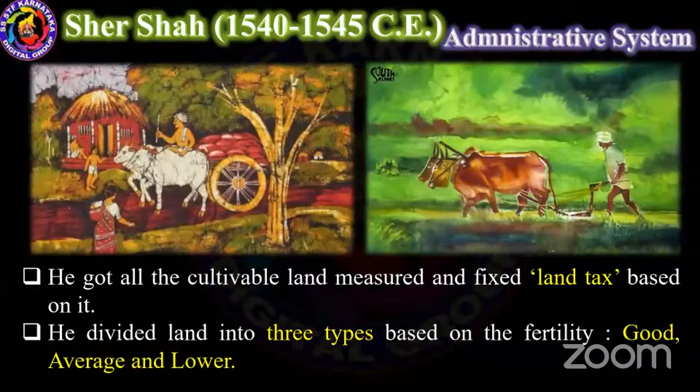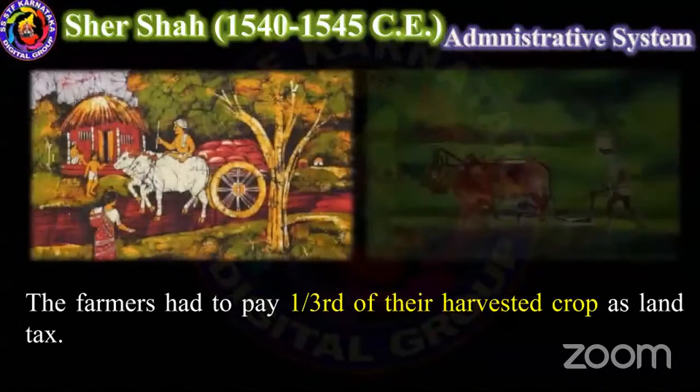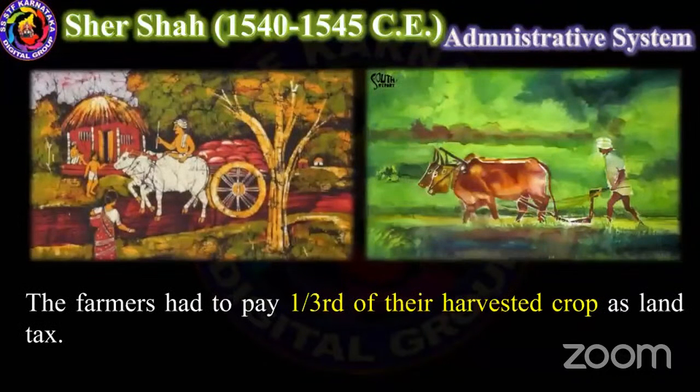In India, alluvial soil and black soil are very important soils which can help us earn more income and produce more crops. Because of that, based on the fertility and the soil, he divided the land as good, average, and lower, and fixed their tax. The farmers had to pay one third of their harvested crops as land tax.